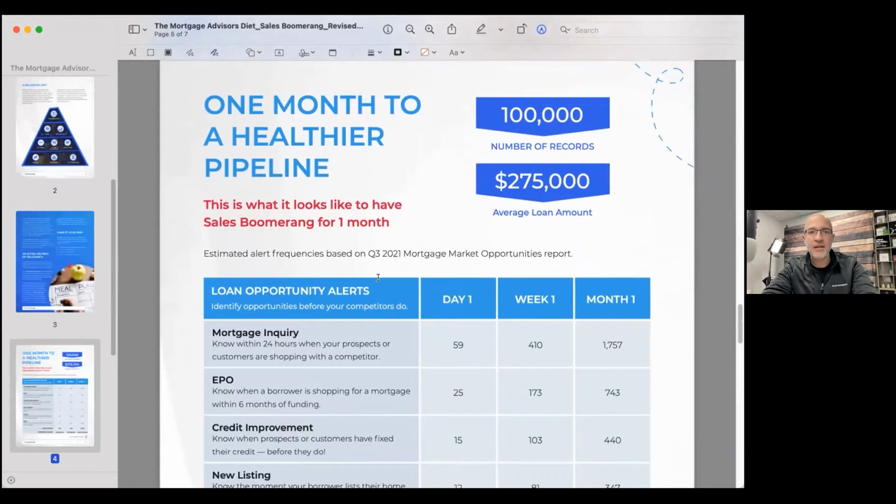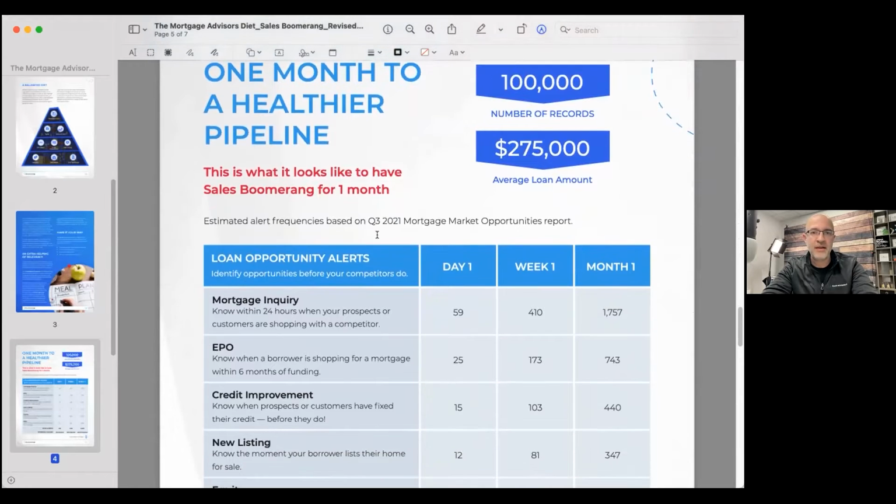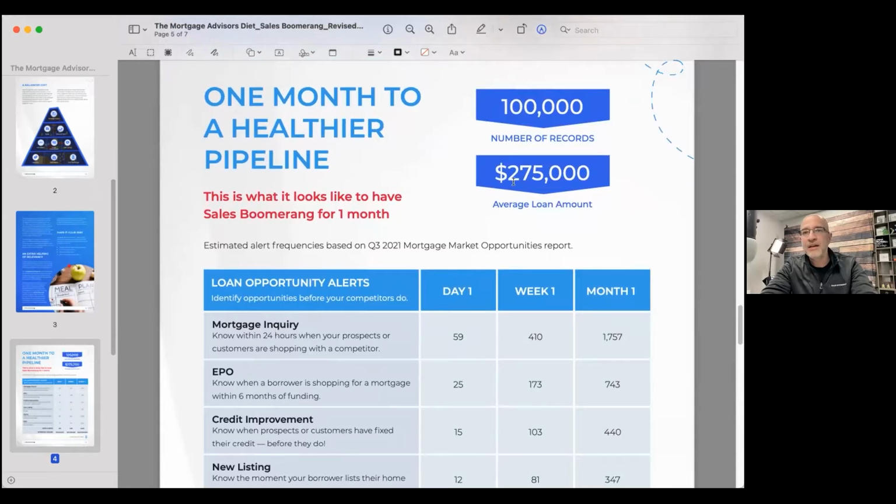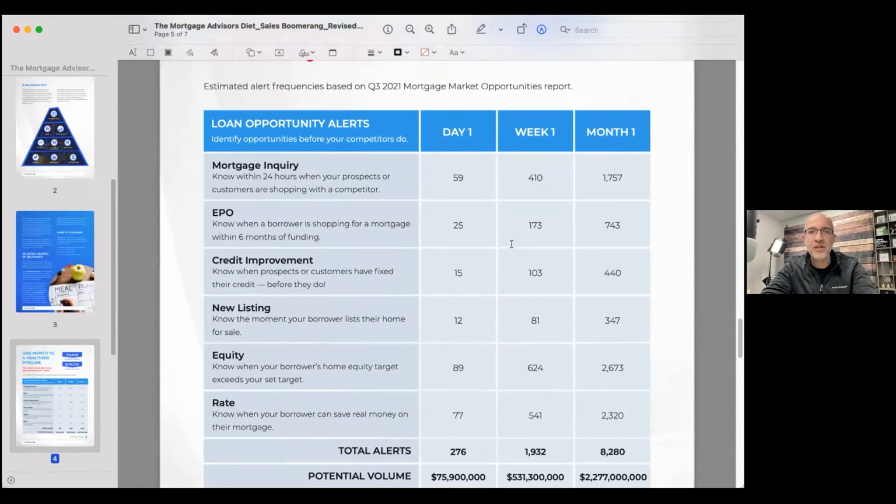But I mean, look at this, guys. There's a great chart and graph in here: 1 month to a healthier pipeline. If your organization's got 100,000 records, right, the number of clients, past clients, borrowers, and prospects, here's what you can look to expect in 1 day, 1 week, and 1 month, right?